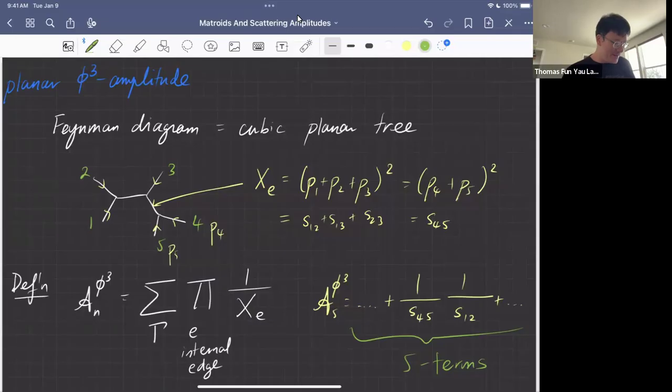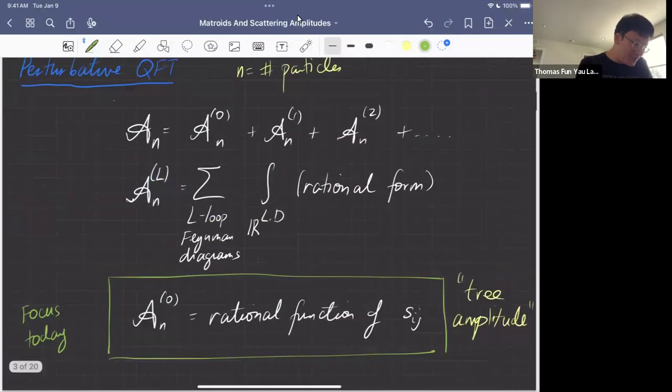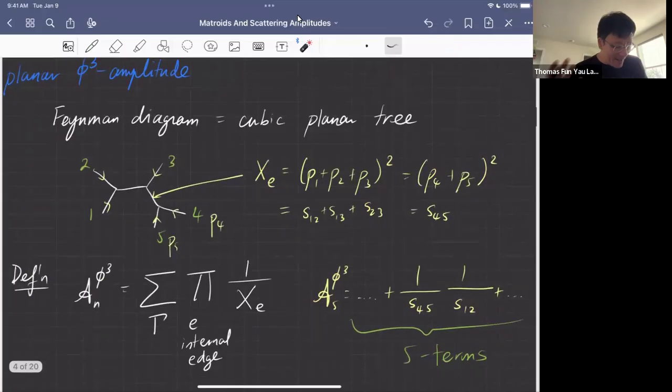Let me see if there are any questions up to this point. This is an example of a tree amplitude. It is an example of the first term in the perturbative expansion of some particular particle scattering process. It's not a particle scattering process that corresponds to actual particles, but it is a very famous toy model.